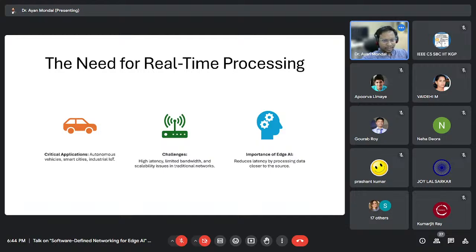The owner or CEO of Mahindra appreciated him over Twitter and so on. This is a global recognition that is happening, and it can only happen if we have real-time processing capacity. The applications we will be talking about in this particular talk are autonomous vehicles, smart cities, industrial IoT, and so on.